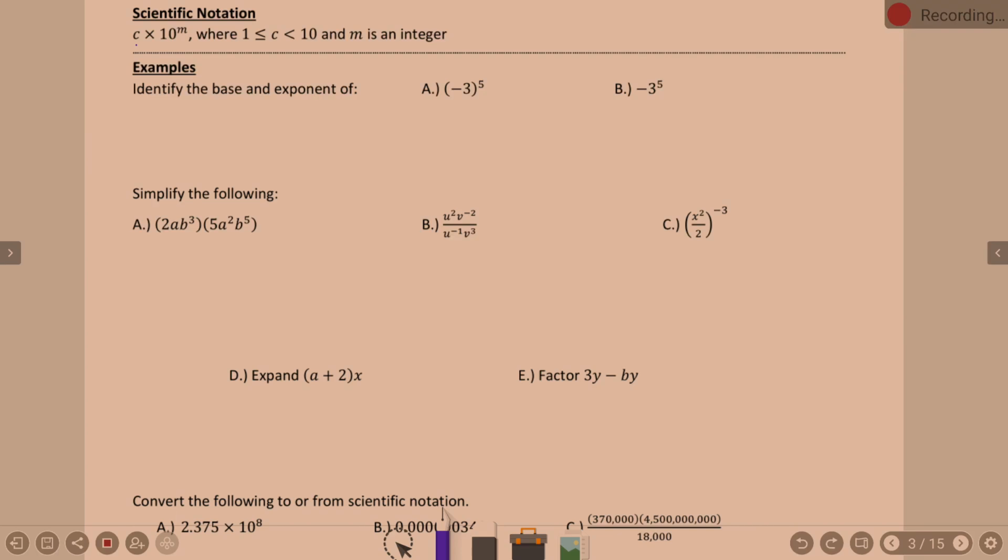So exponent talk here. Identify the base and exponent of negative 3 to the 5th. What's the base? Negative 3. What's the exponent? The 5. Okay. B. Usually you're going to read that the same way. Negative 3 to the 5th. What's the base? Negative 3. Disagree?